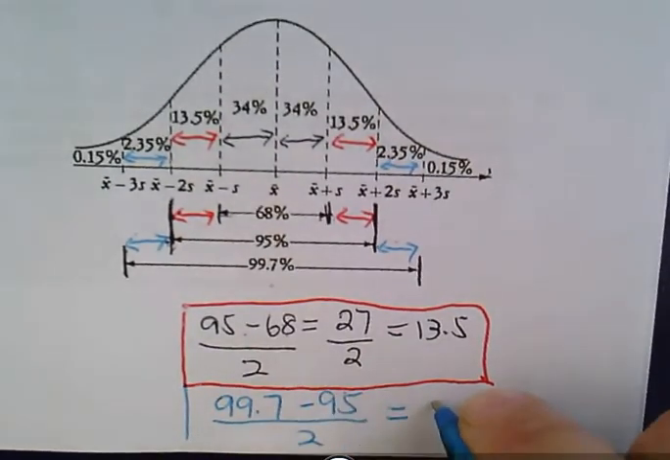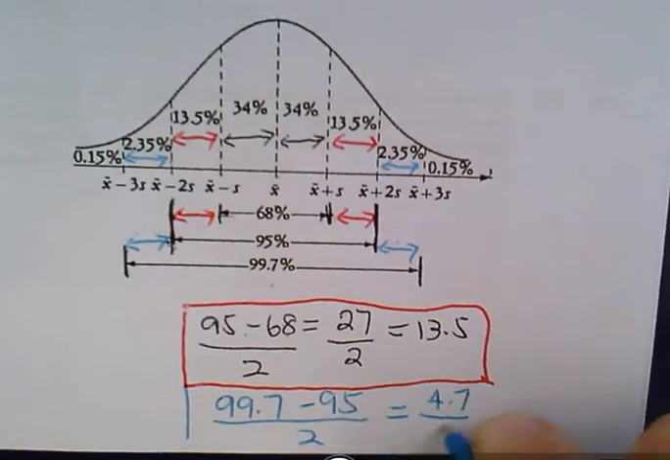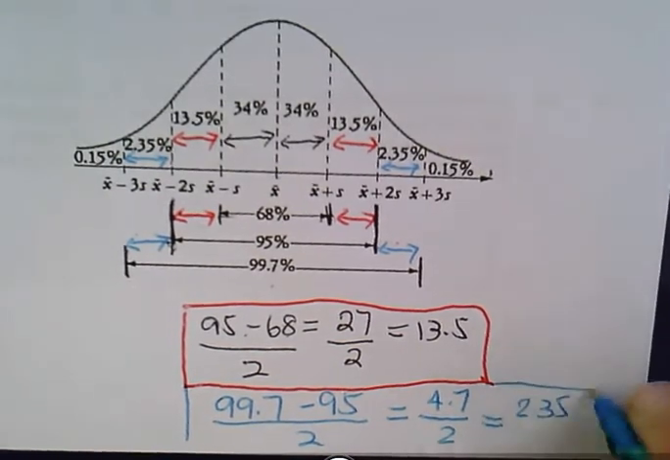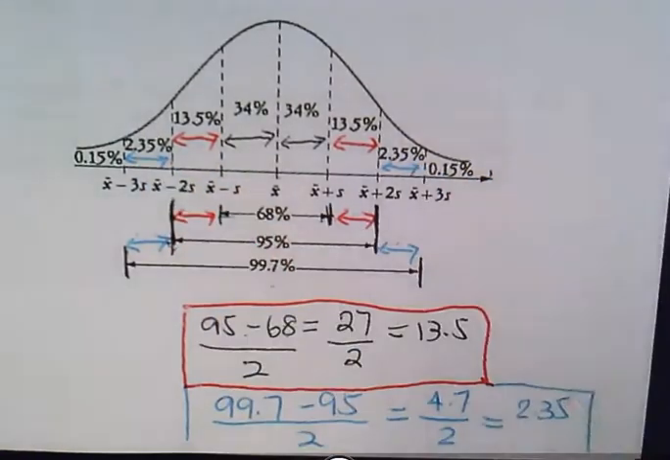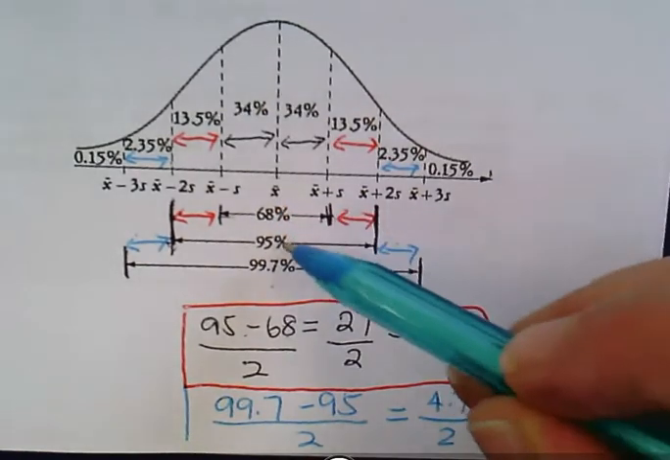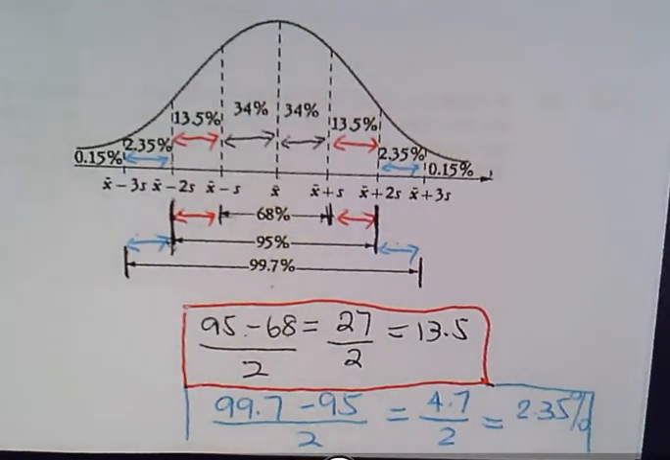99.7 minus 95 is 4.7. We're going to divide that by 2 and we get 2.35. And that's those 2.35% there. Now, you will only be given the 3 numbers, 68%, 95% and 99.7%. But once we start doing these in questions, you'll see how this works, all right?